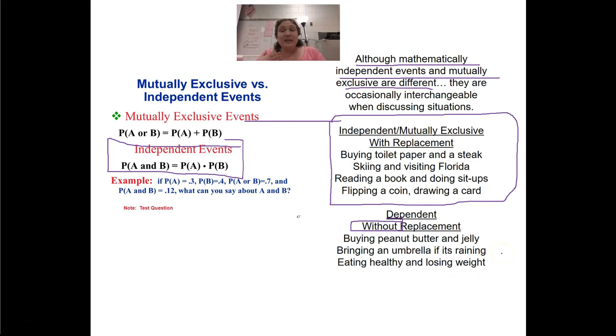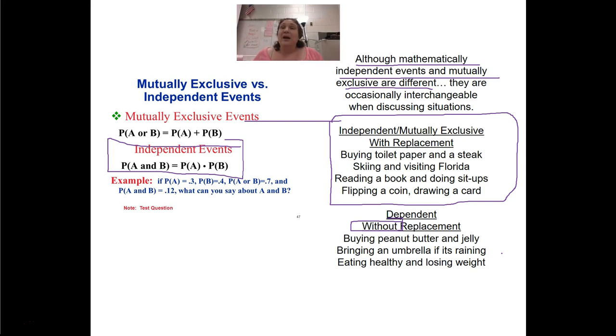Or, as I said before, mutually exclusive would be buying toilet paper and a steak. But it might make sense if you go to the grocery store and buy peanut butter and jelly, because you're probably making a peanut butter and jelly sandwich. If it's raining outside and you bring your umbrella, that makes sense. If you eat healthy, you most likely will be losing weight. So those would be dependent on each other. You have to have one with the other, or you could see one with the other.